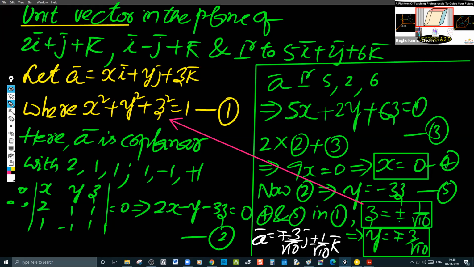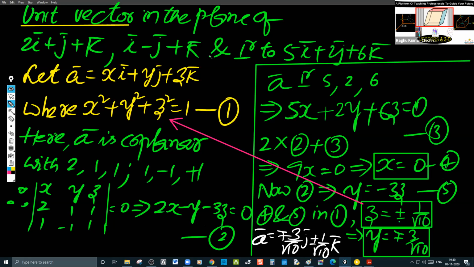So what did we do first? We have taken the unit vector in the form xi plus yj plus zk, whose magnitude is 1: x square plus y square plus z square equal to 1. We have considered this equation as 1. Now, he is saying that that vector is coplanar with these two vectors. Coplanarity means lying on the same plane. That means A bar and these two vectors are lying on the same plane, and hence the determinant becomes 0. Thereby you have got another equation, 2x minus y minus 3z equal to 0.